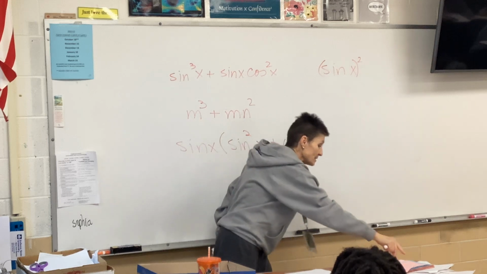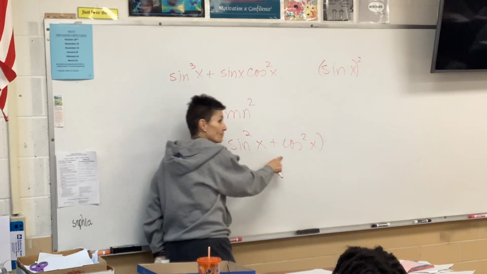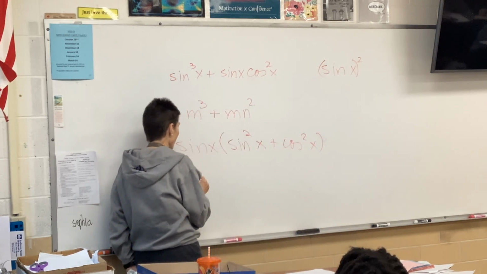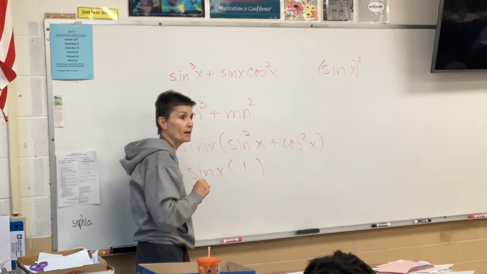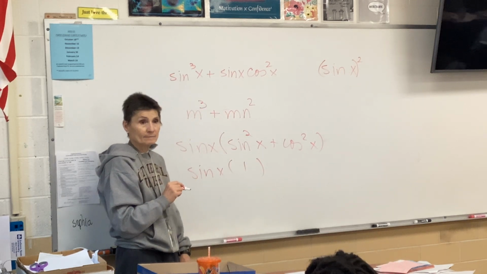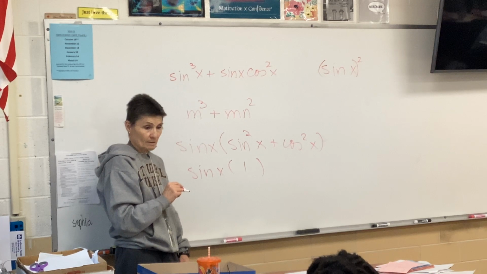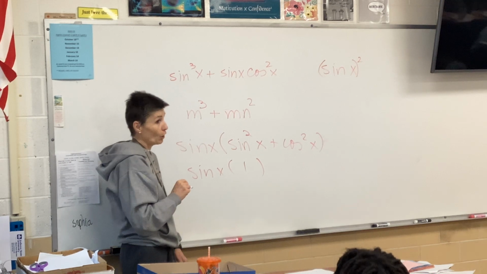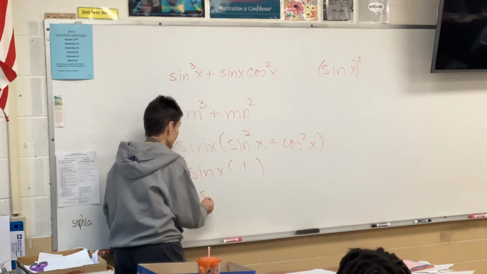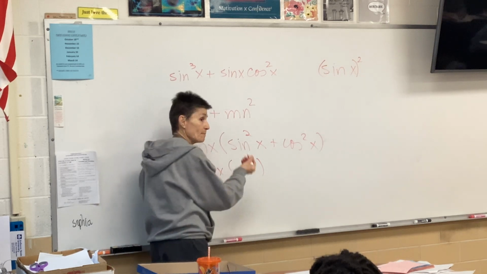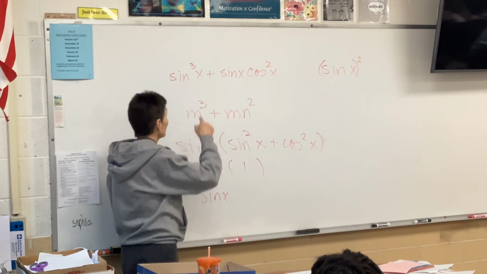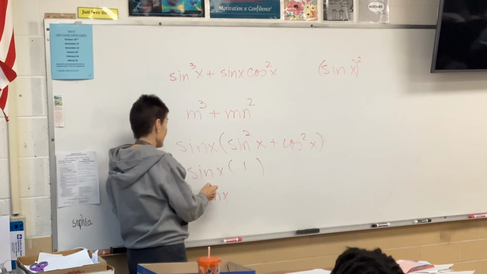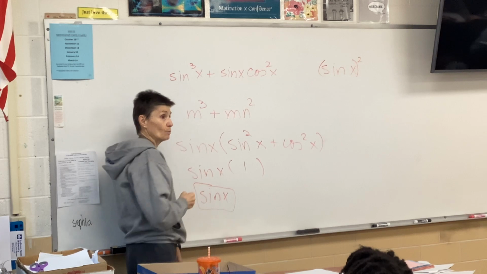Well, wait a minute. Isn't that what I have right here? So this is 1. I have my sine, but the parentheses is just 1. So, the answer is just sine. Sine times 1, just sine. Direction said simplify. That's what I started with. Isn't this a whole lot easier than what I started with?